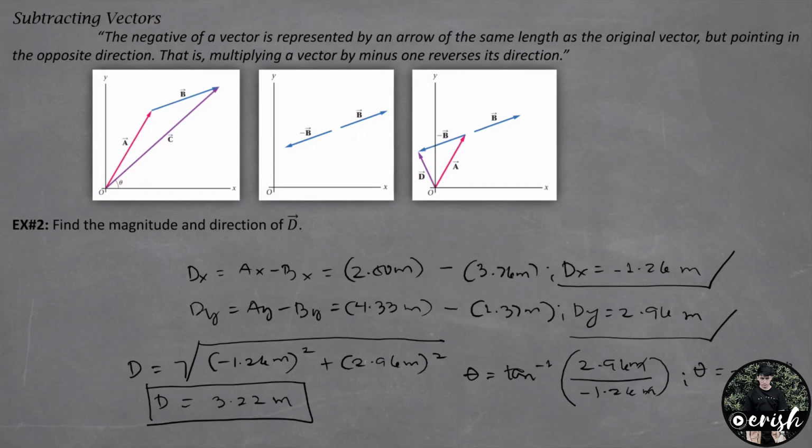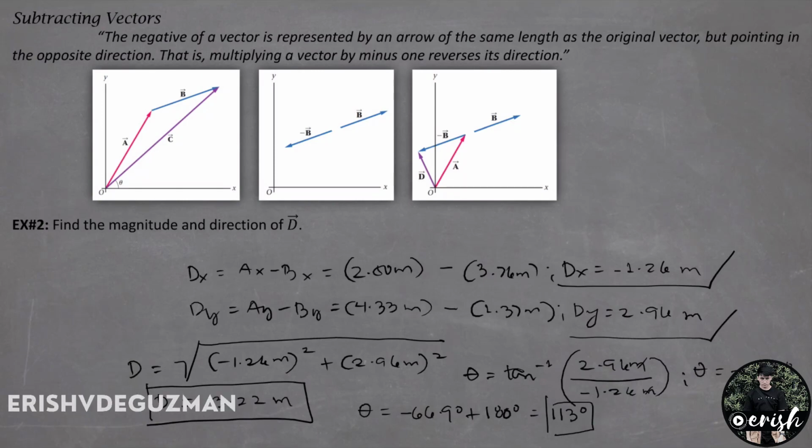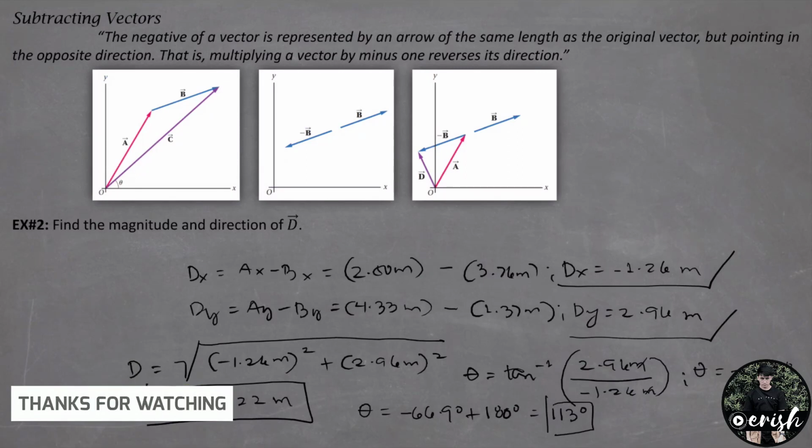To find the positive direction of this angle from the positive x-axis, we just add 180 degrees. So, this is negative 66.9 degrees plus 180 degrees, and we get 113 degrees from the positive x direction counterclockwise. As we can notice, vector D is shorter than vector B. Again, in subtraction of vectors, we just reverse the direction of the vector we are subtracting from another vector, and we follow the same process.